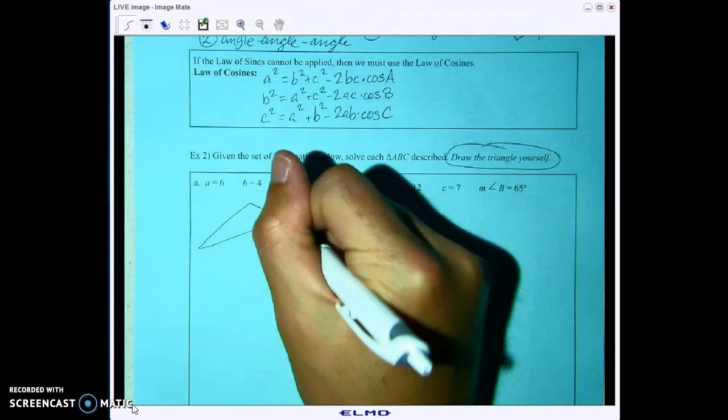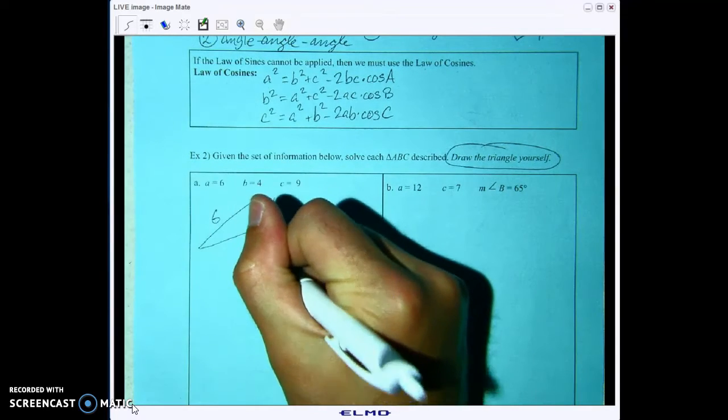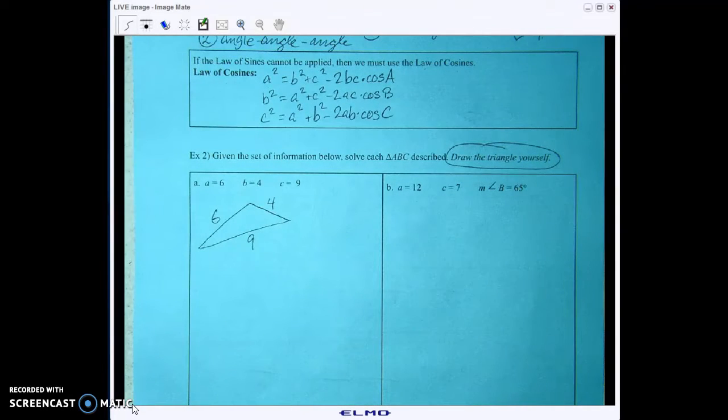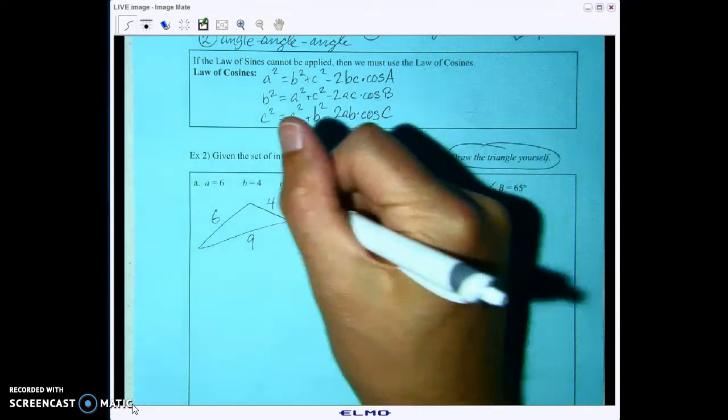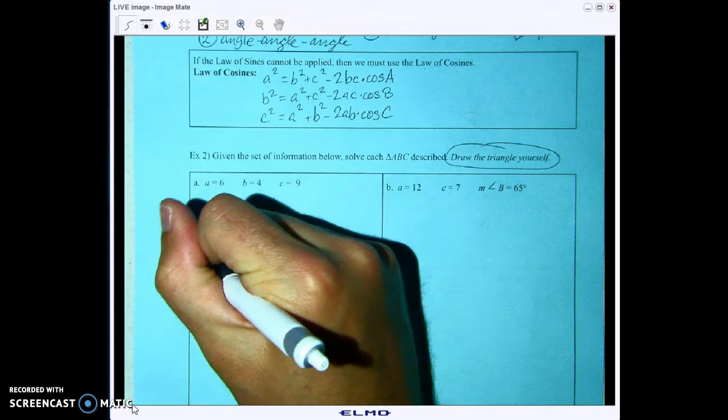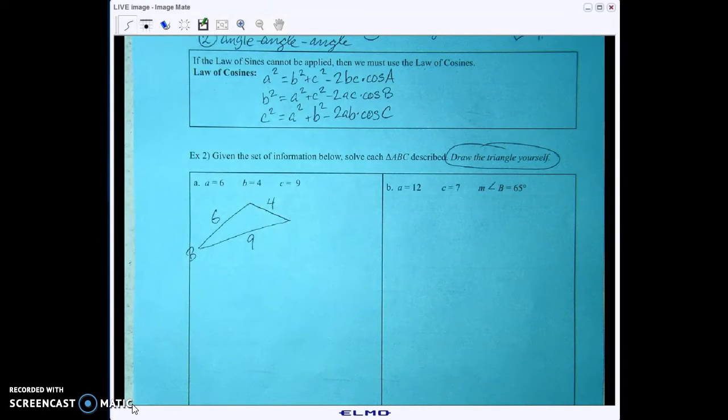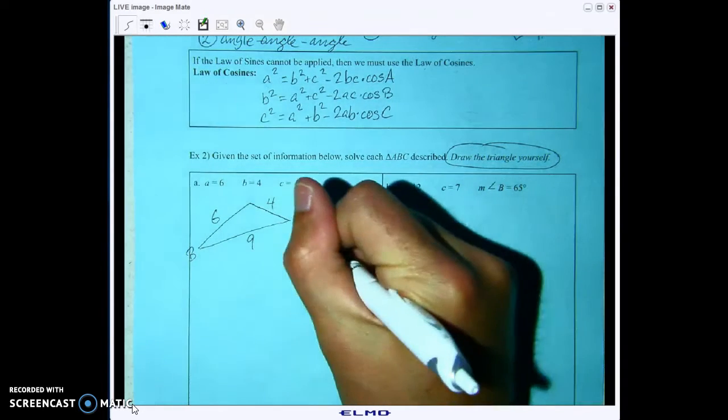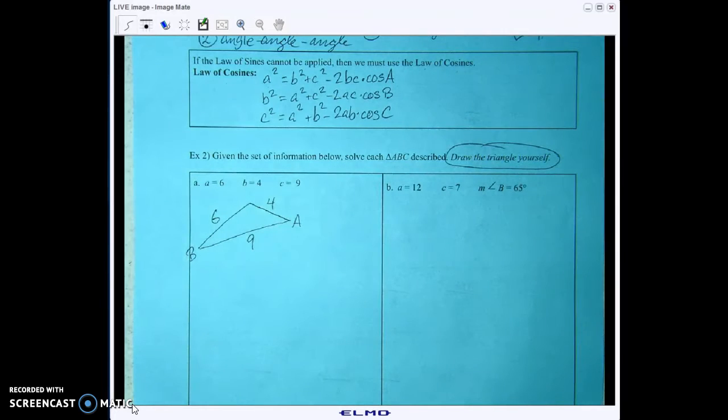Anyways, here's 4, here's 6, and here's 9. All right. So what are we going to do with that? Well, we knew that b was 4, so I'm going to label that angle B right there. We knew that a was 6, so I'm going to label that angle A right there. And we knew, of course, then that c is 9, so I'm going to call that angle C right there. So there's my triangle.